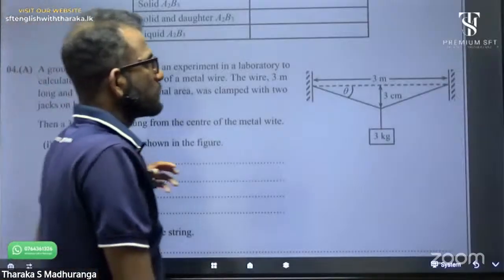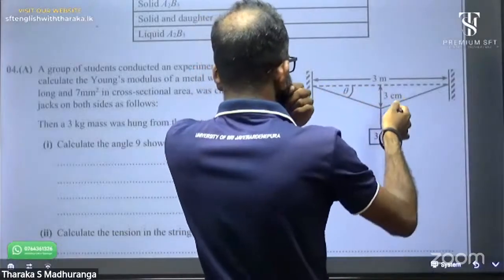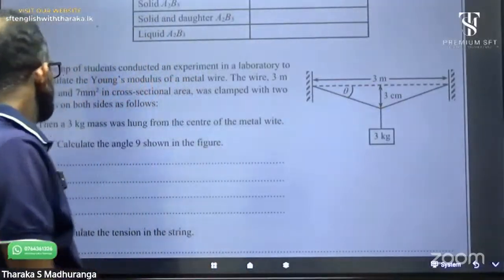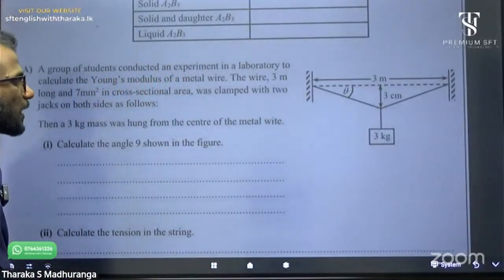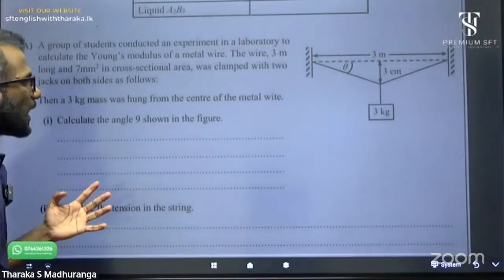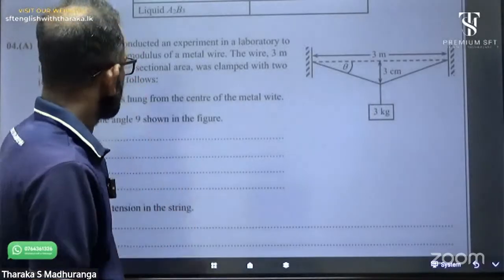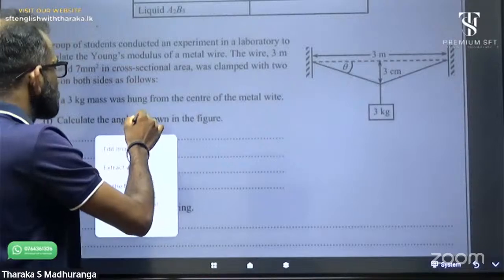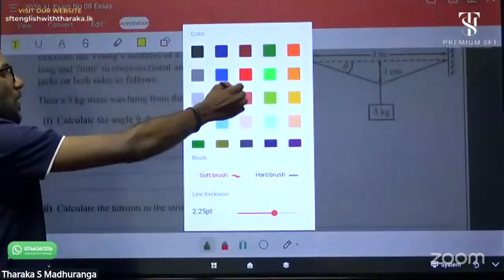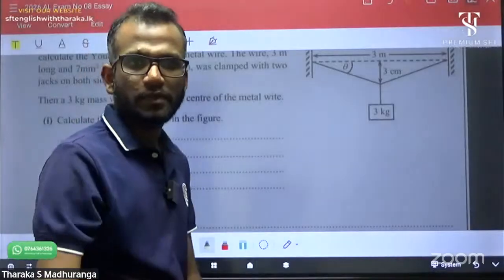That's the string, and it has some mass, 3 kilogram mass. Then the 3 kilogram mass was hung from the center of the metal wire. Calculate angle. Sorry, it is theta, a printing mistake. Calculate the angle theta shown in the figure.